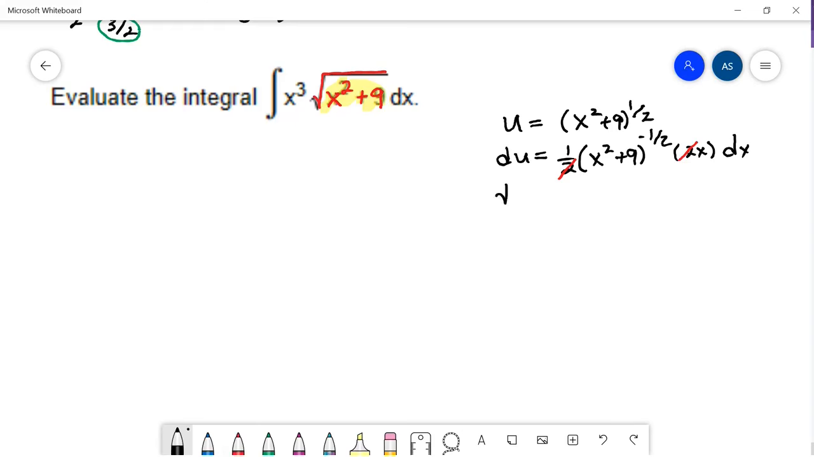So we'll have du equals x squared plus 9 to the negative 1/2 dx. And I forgot that x there, so we also have an x. Let me highlight what I'm talking about. So I forgot this x here.